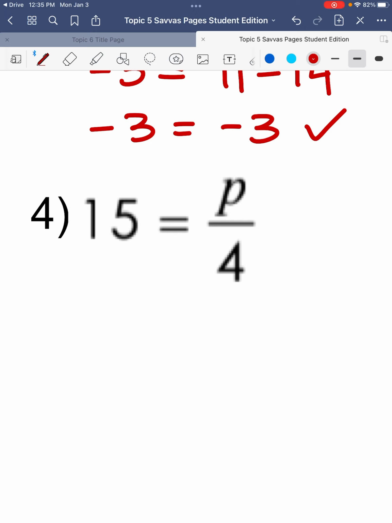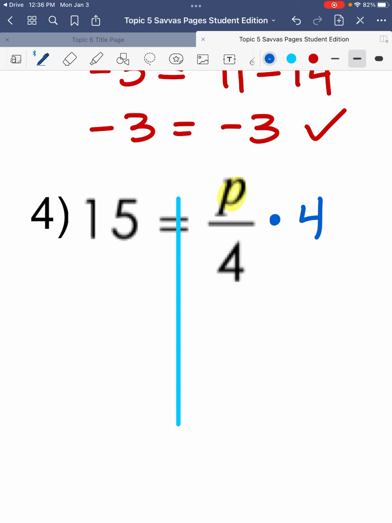Okay, moving on to number 4. So it's very similar to number 3. We're going to start by drawing our line down our equal sign and identifying our variable P. So how do I get that P by itself? Well, P is divided by 4. So how do I undo dividing by 4? If you said multiplying by 4, you are correct.